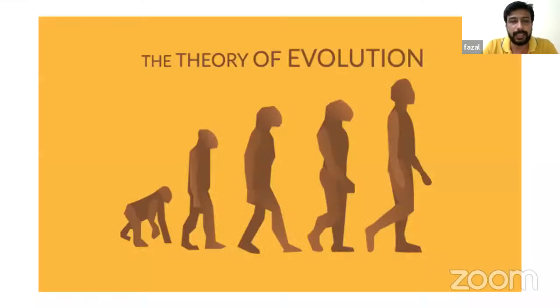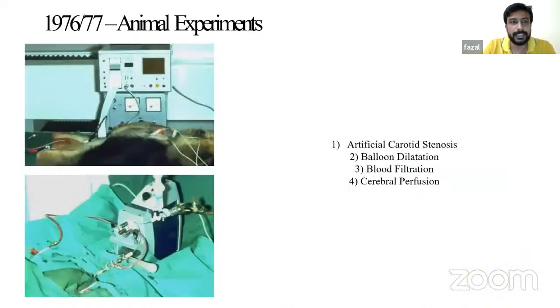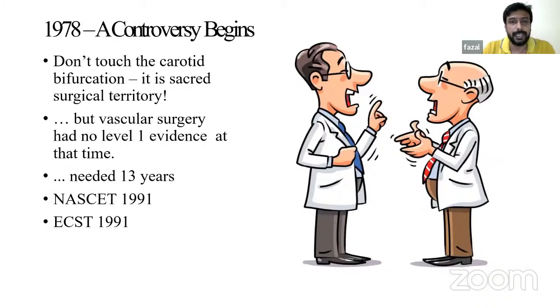As with any other procedure in medicine, carotid stenting has gone through a lot of evolution, and in fact is still evolving. In 1976 and 77, animal experiments were being done to show artificial carotid stenosis and dilatation and cerebral perfusion. At that time there was a big uproar and controversy, and vascular surgery was angry and upset and said that the carotid bifurcation, or carotids in general, is sacred territory and should not be touched, that stenting is not the ideal procedure and only endarterectomy should be done.